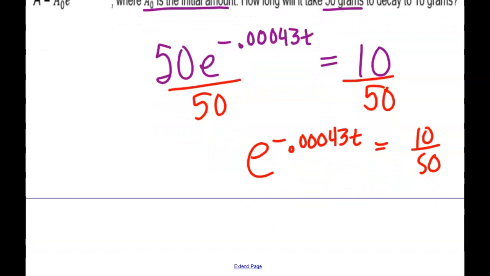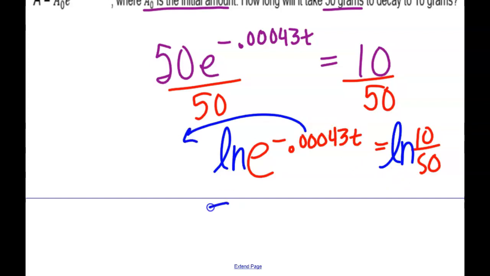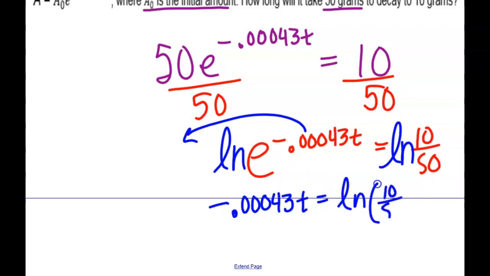X is in the exponent, so we need to take the natural log of both sides and move that exponent out front. And I dropped off the ln of e because that's 1. Everybody okay? Okay, so type that in where you're going to just divide at the end, right?